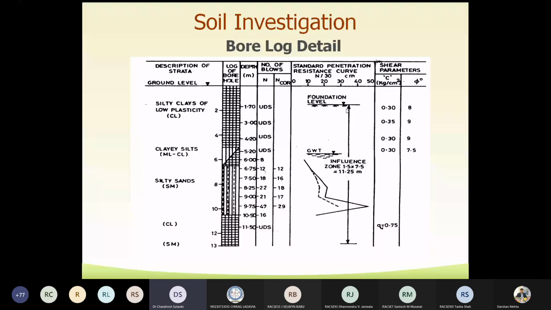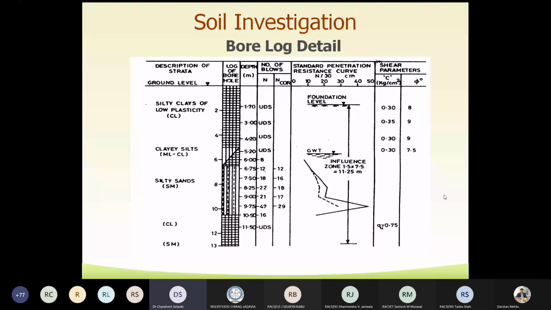The values of C and phi at the different depths are also given. So this is the data given in the bore log form as far as the soil investigation is concerned for the given problem to get the allowable bearing pressure.